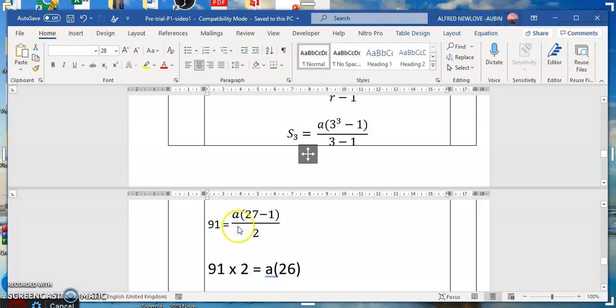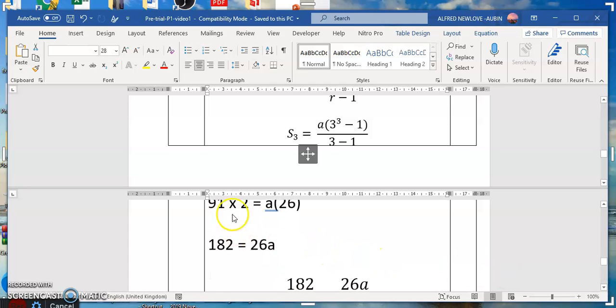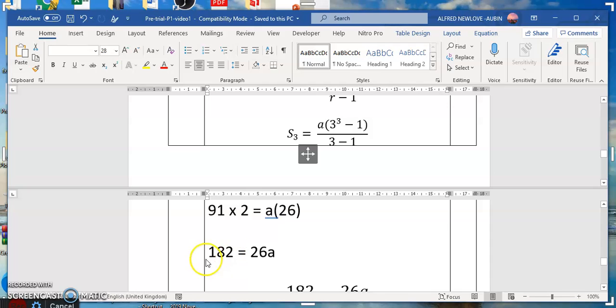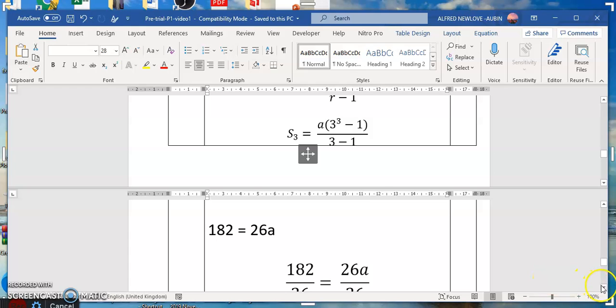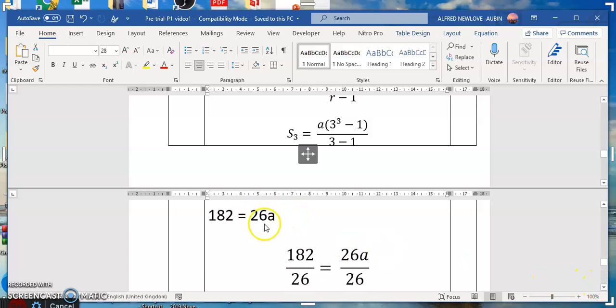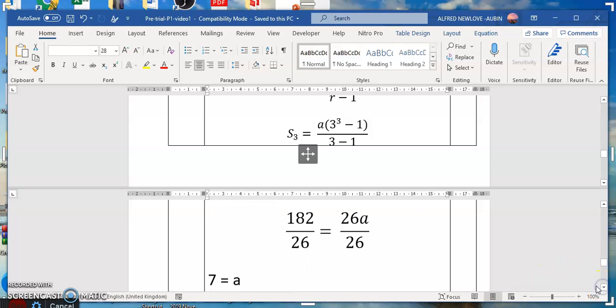Then you transpose this, it is divided. If you transpose, it's going to multiply. 27 minus 1 is 26. Then 91 times 2 is going to give us 182. You can rewrite this one as 26a. Always let the coefficient come first. Then we divide both sides by 26 because we want to make a the subject of the formula. So 182 divided by 26 is going to give us 7.